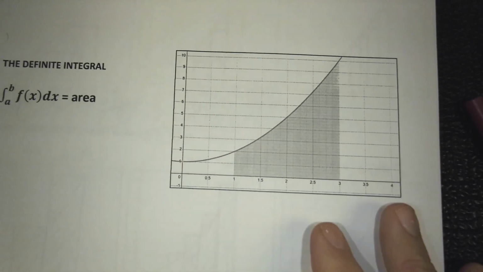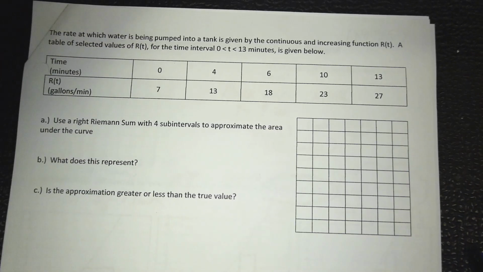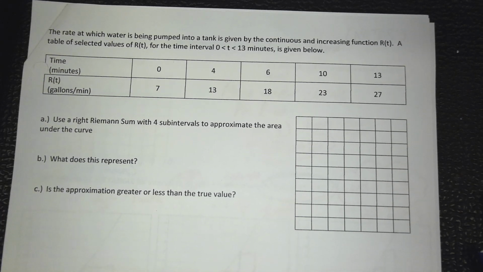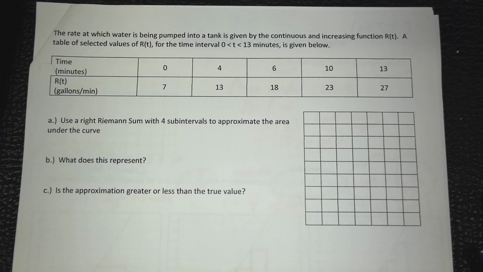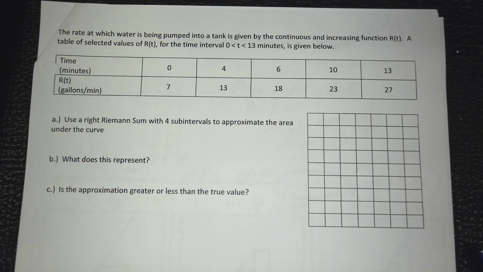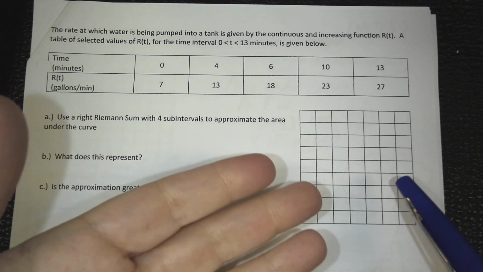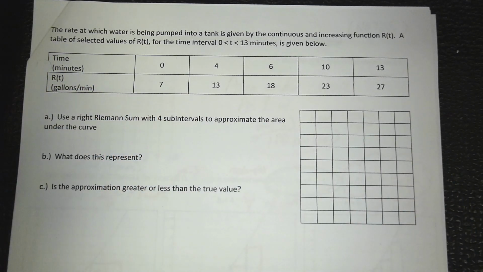What about if it's a table? And we're almost done. Okay, so the rate at which water is being pumped into a tank is given by the continuous and increasing function R of t. A table of selected values of R of t for the time interval 0 to 13 minutes is given. We're going to draw a graph just to show you, and then I'll show you how you could use a table, though. You don't really need to draw it, but the table is sufficient enough. But drawing it will help for those who need the visual.